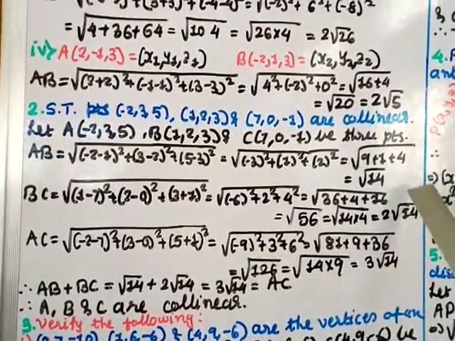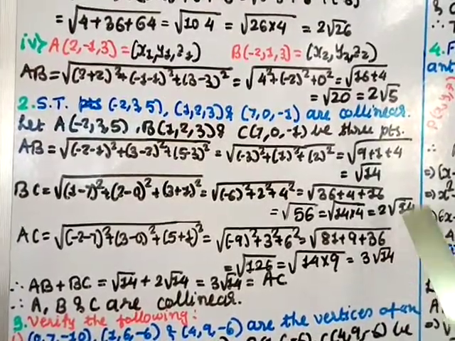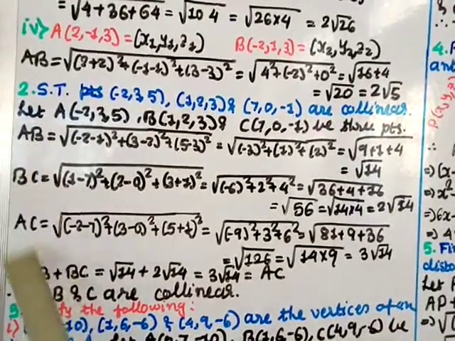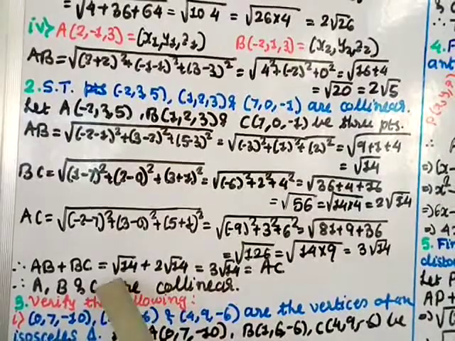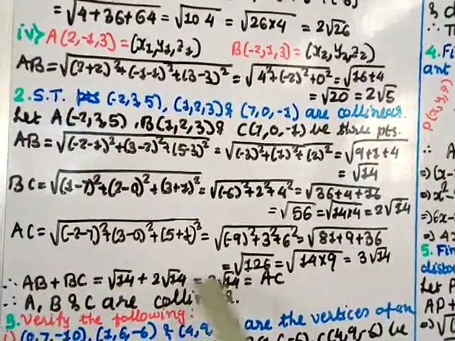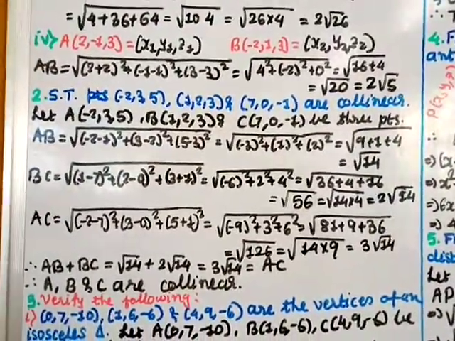Now we can see these are root 14, 2 root 14 and 3 root 14. So if I sum up these two, I'll get this value. That is AB + BC = root 14 + 2 root 14 = 3 root 14, and this is the value of AC. So what we can say is that A, B and C are all collinear points.